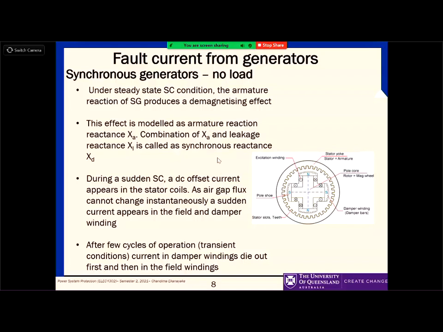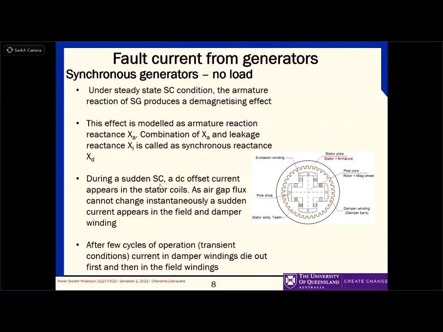So they are the combination. And then they exist, that's a model that we use. But during a short circuit, what happens is that, can you remember I mentioned about the DC offset current in a short circuit? Due to that DC offset current appears in the stator.